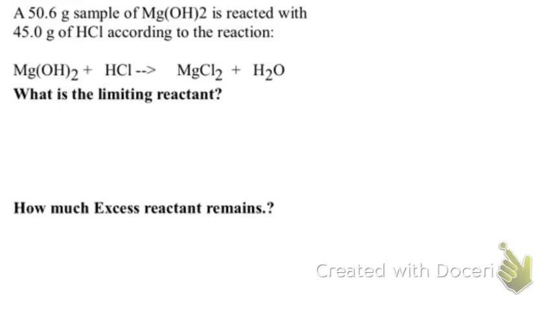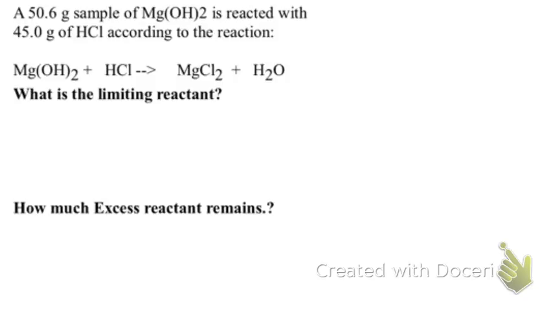Alright, here are a couple more example limiting reactant problems and excess reactant problems. So, our question reads, a 50.6 gram sample of magnesium hydroxide is reacted with 45 grams of hydrochloric acid according to this reaction. So here are our two reactants, magnesium hydroxide and hydrochloric acid. The question is, what is the limiting reactant?